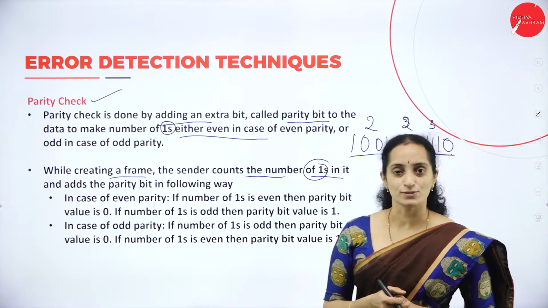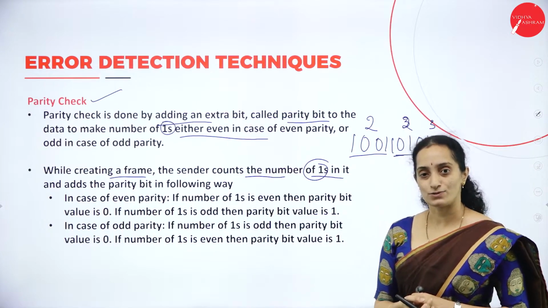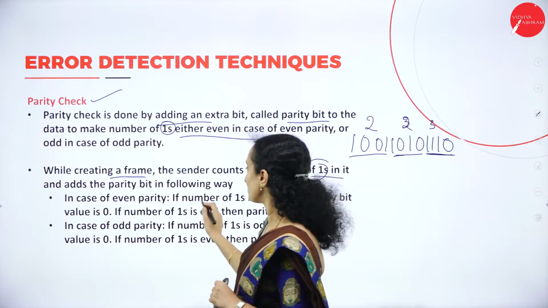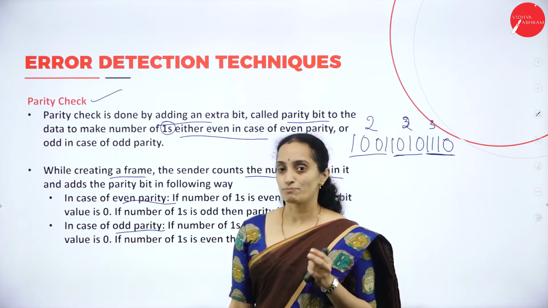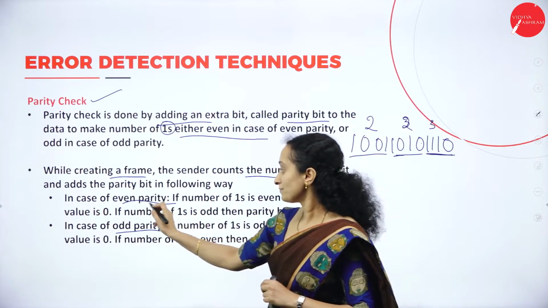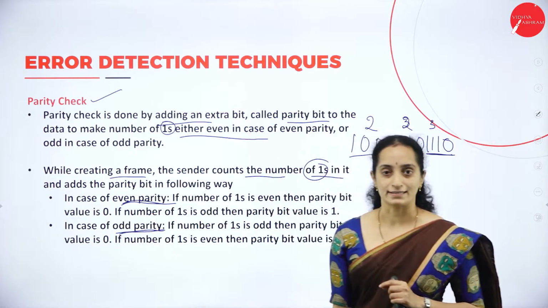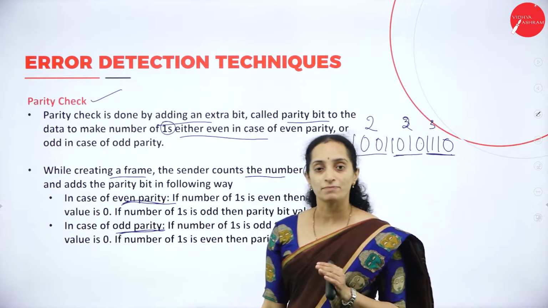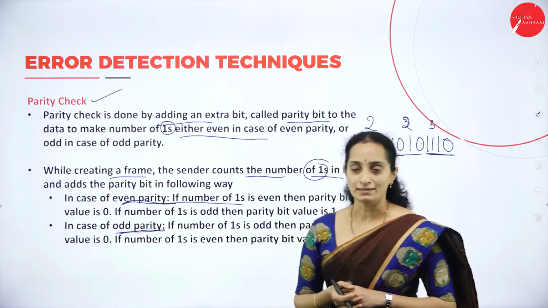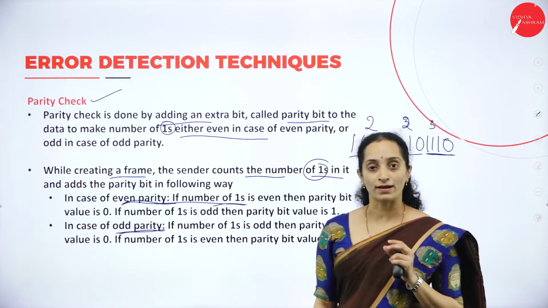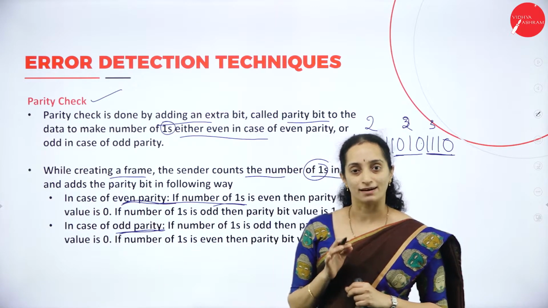What is the benefit of using this method? To implement the parity bit method using the number of ones, you can have 2 techniques: one is even parity, another is odd parity. How do even parity and odd parity differ? In even parity, it checks the number of ones. In both methods, the number of ones is counted.